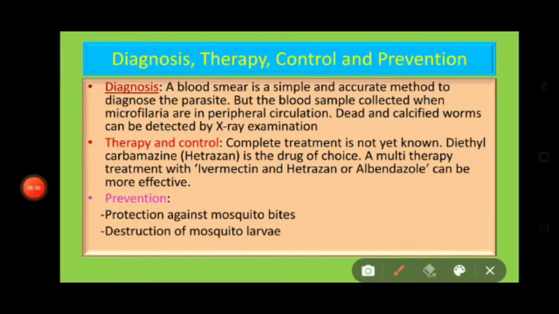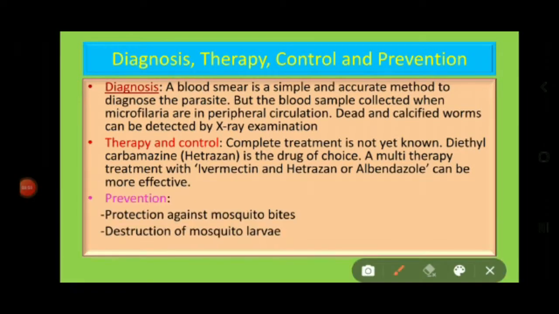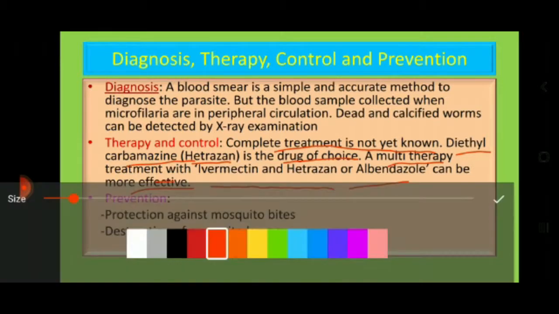And is there any therapy or control? Actually, a complete treatment is not yet known, but diethylcarbamazine, commonly called hetrazan, is the drug of choice, and a multi-therapy treatment with ivermectin and hetrazan or albendazole can be more effective for this.